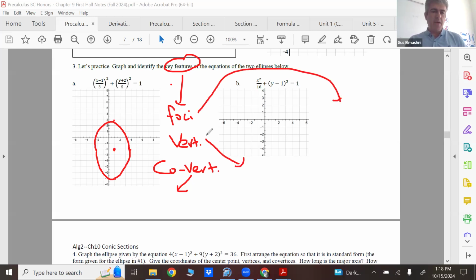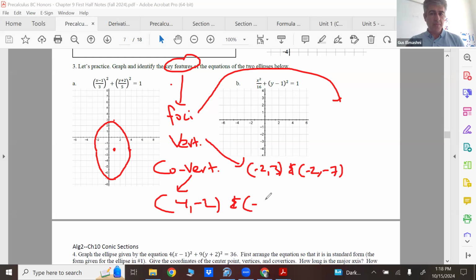Well, the vertices would be easy. That would be -2, 3 and -2, -7. Your co-vertices would be 4, -2 and -2, -2.